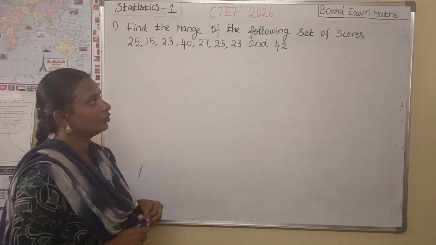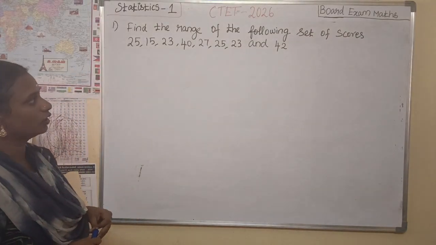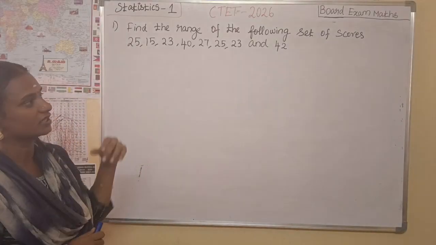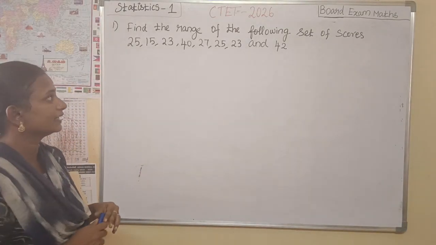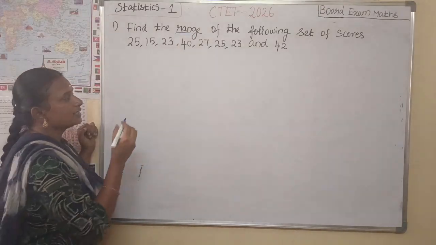Find the range of the following set of scores: 25, 15, 23, 40, 27, 25, 23 and 42. They give a set of scores, and we have to find the range. So what does the range mean?